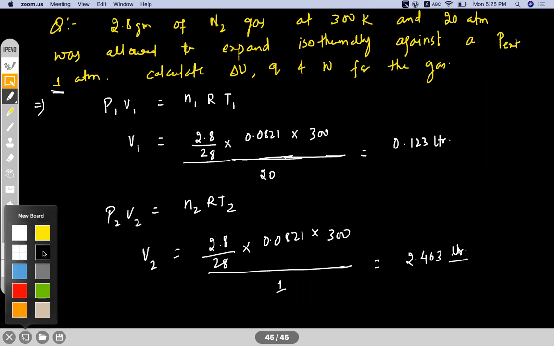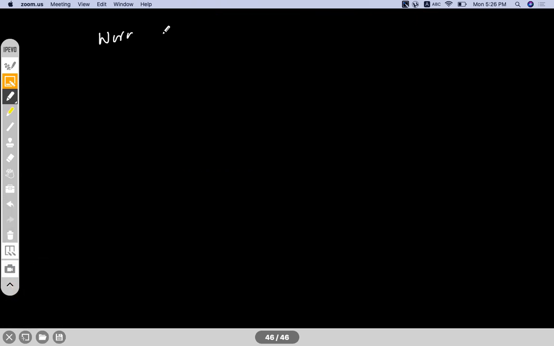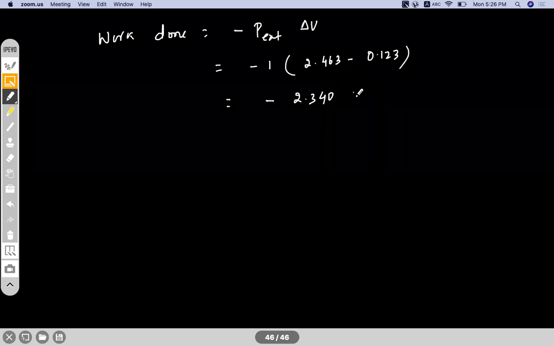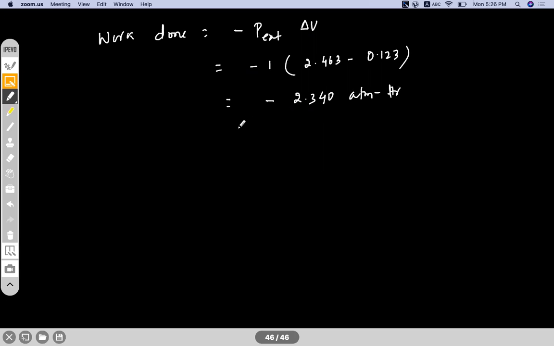So what is the work done in this process? Could you tell me? Work done is minus P external into delta V. Minus P external we have, that is 1. Delta V is 2.463 minus 0.123. This is the change in volume we have. So when you solve this again, you will get minus 2.340 atm liter, which again you can convert into joule, and that would be minus 236.95 joule approximately.